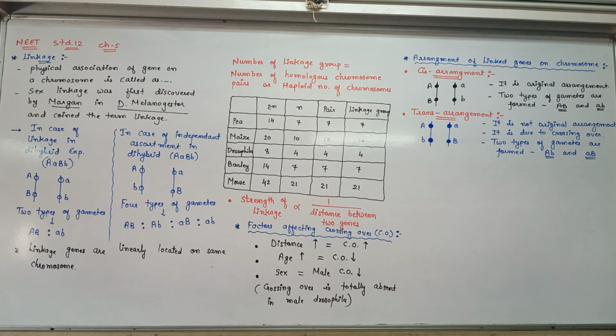Okay, so here you properly clear the topic. Due to independent assortment four gametes are formed, and due to trans arrangement only two gametes are formed. Okay? No type of parental characters are there.